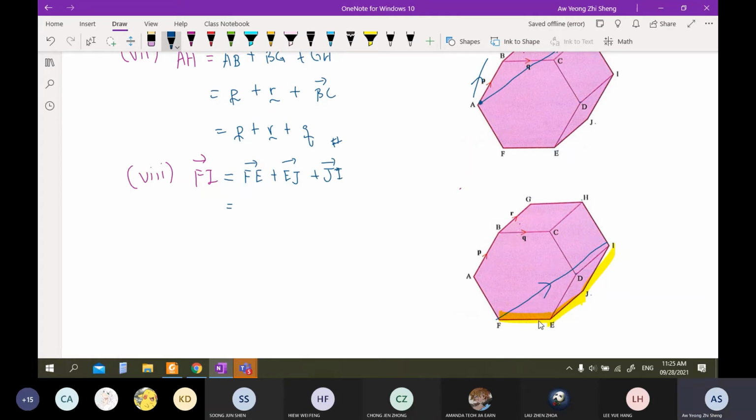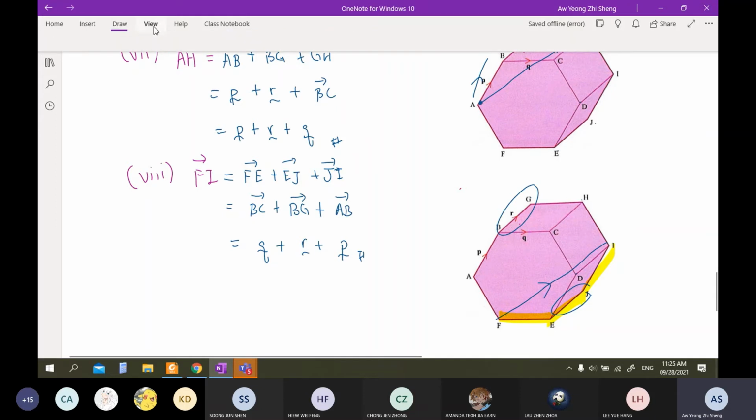FE can be brought up to BC. EJ is actually the same as BG. The direction is the same and length is also the same. And JI is the same as AB. So BC is Q, BG is R, AB is P, and done. You can of course rearrange as P plus Q plus R if you like. And that's it.